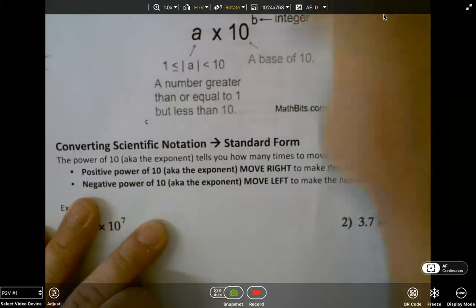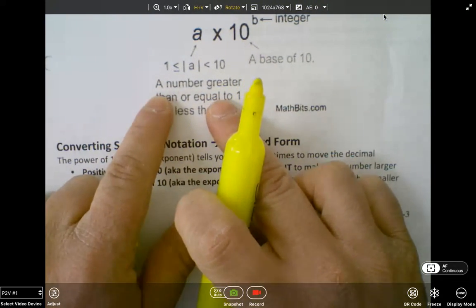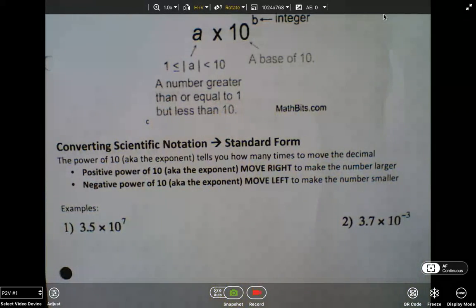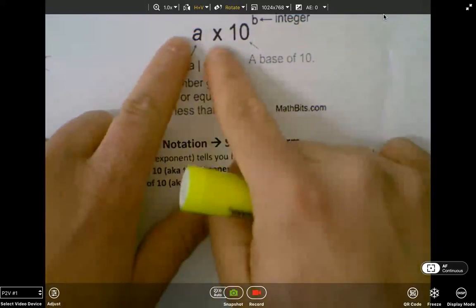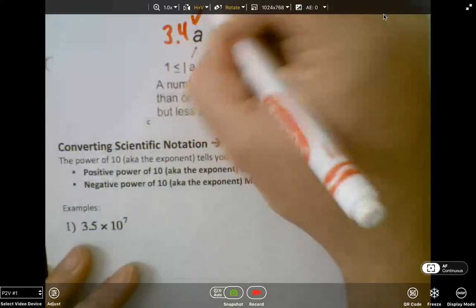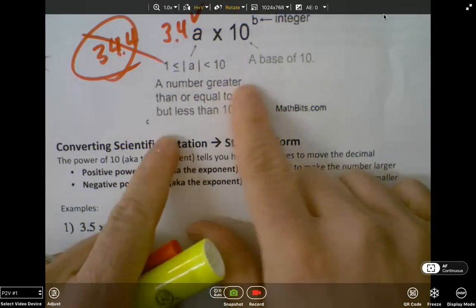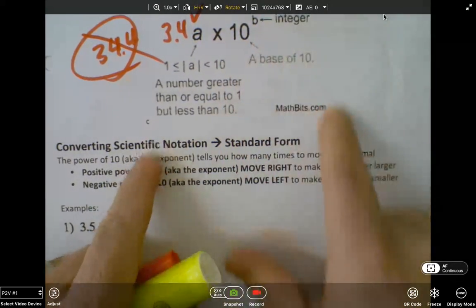So a better way to look at it is like right here. So your first number, who can read this part? What is A? Read it nice and loud, Mike. A number greater than or equal to 1, but less than 10. You got it. So if that number is like 3.4, that's okay. But if that number is 34.4, that's bigger than 10. That's not okay. So that's important to realize. And then the next part, it's always times 10 to a power.